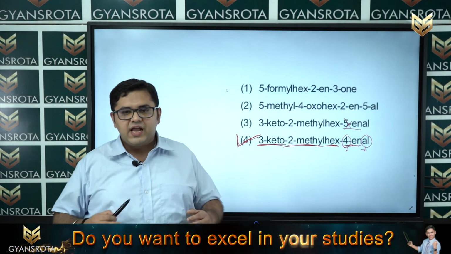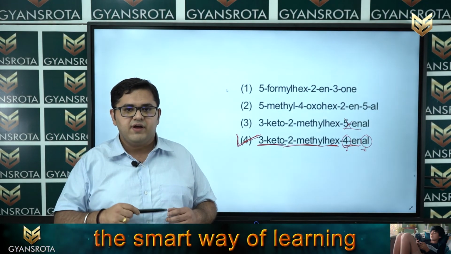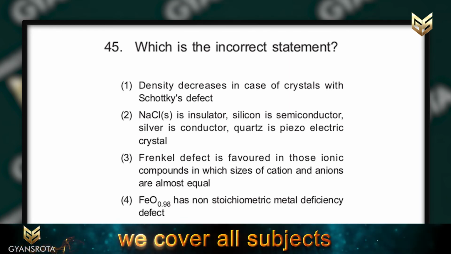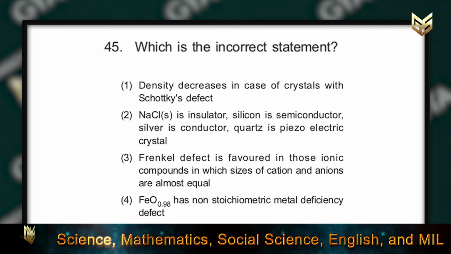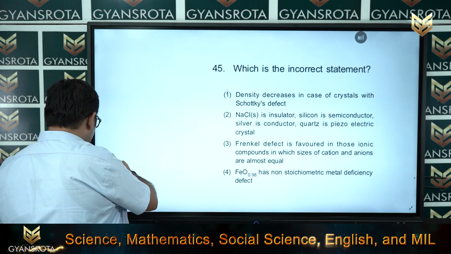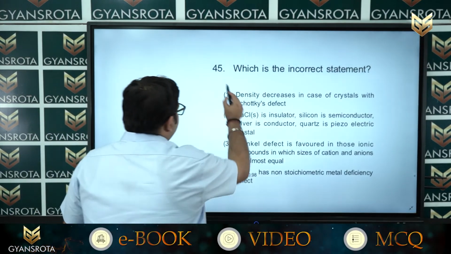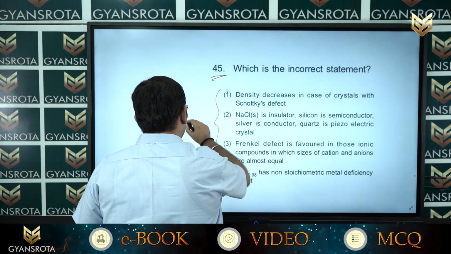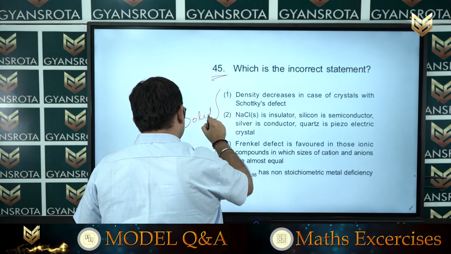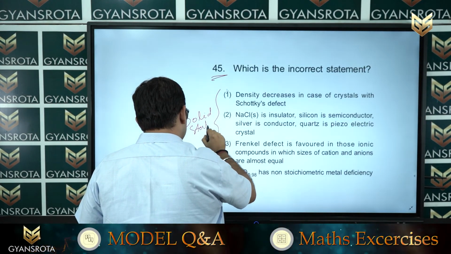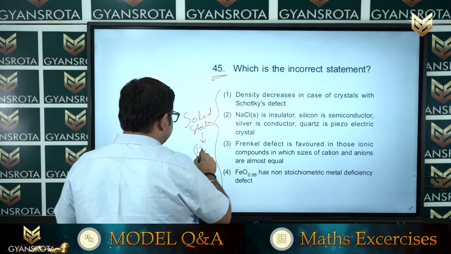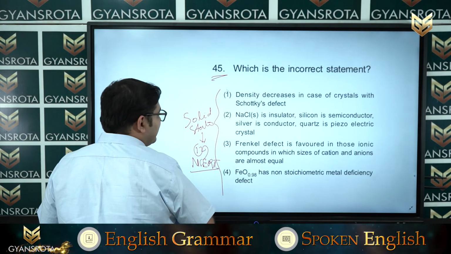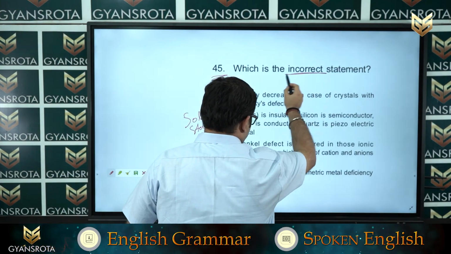Now we are moving to the last question, that is question number 45. Question number 45 is on your screen, which asks for the incorrect statement. So now we are moving to the solution part. These statements are all taken from the solid state chapter of your class 12 NCERT, and they ask you for the incorrect statement.